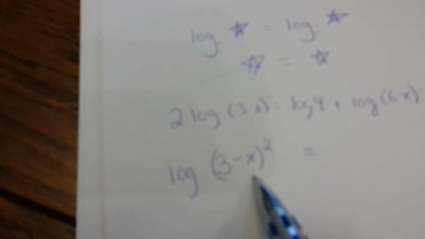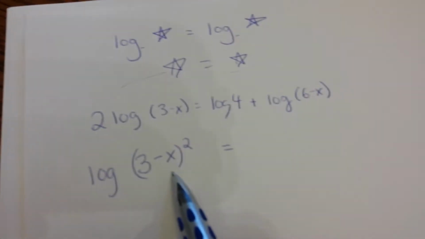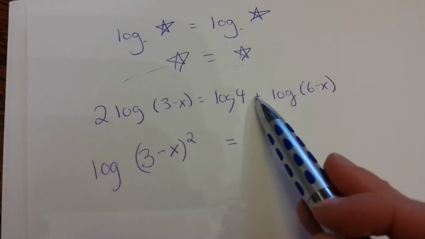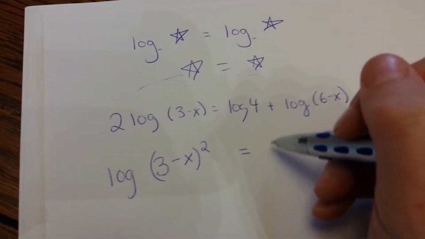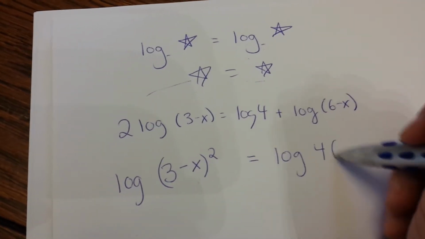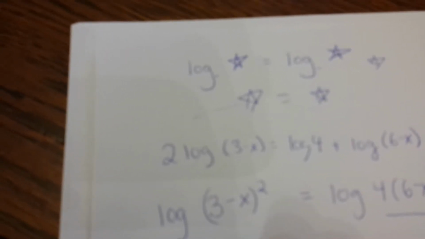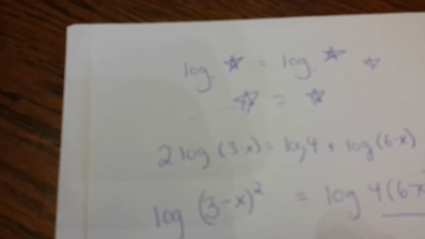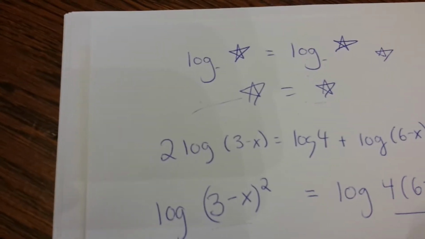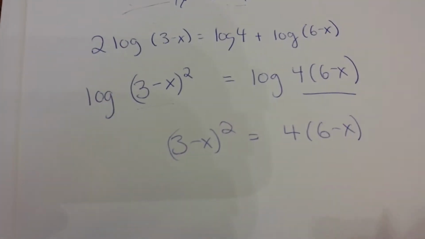Okay, so I use the power rule here. On this side, I'm going to use the sum rule, which means it's like the product. So log 4 times 6 minus x. Now using this principle here, because I have the logarithm of both sides, I can equate these two pieces to each other. So that means (3 minus x) squared is equal to 4 times (6 minus x).